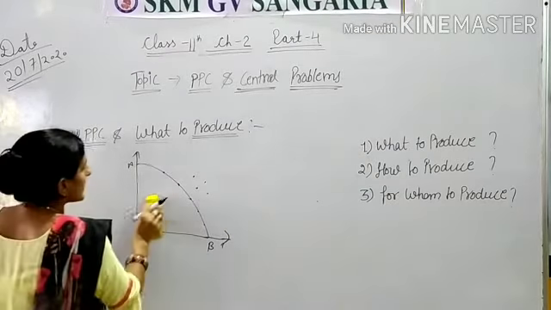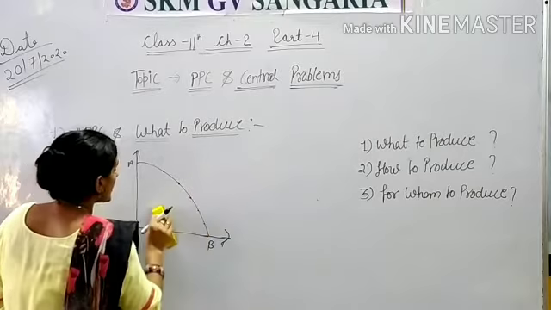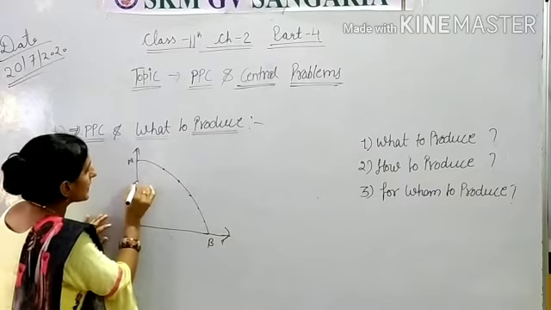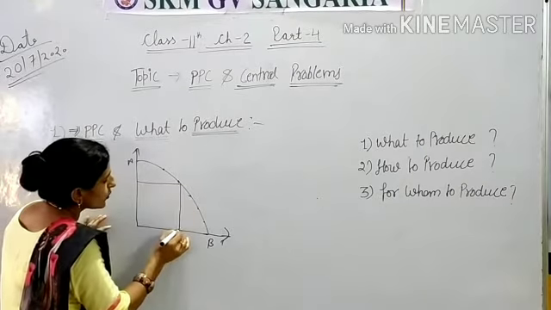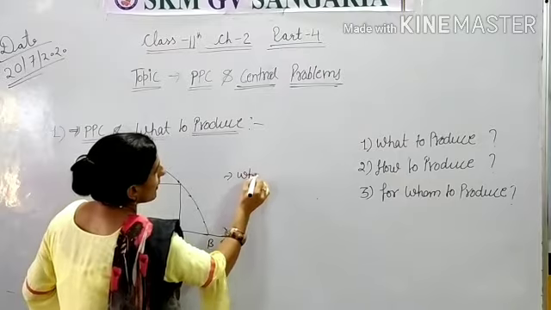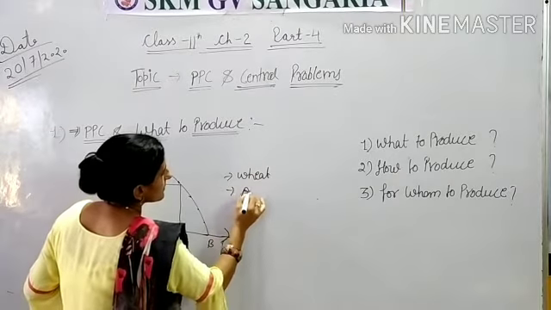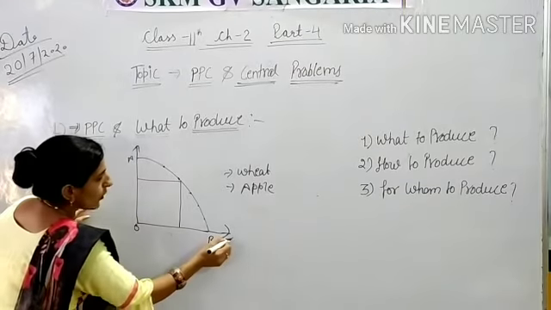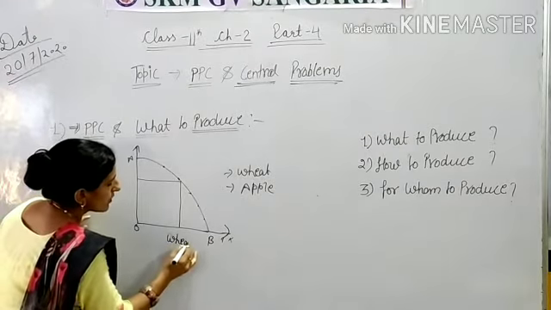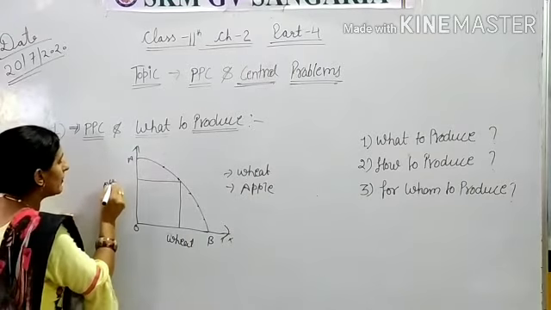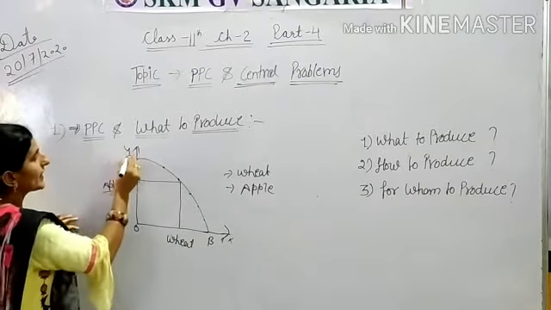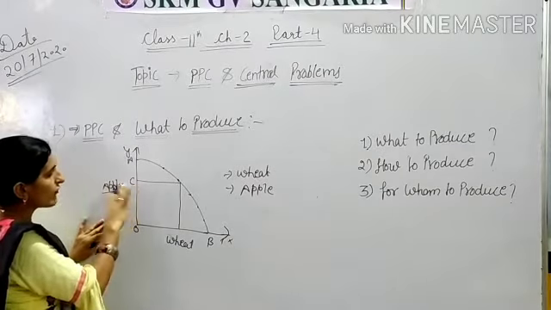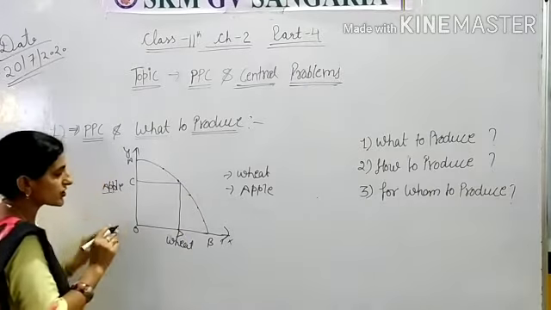So what to produce means what goods are to be produced in the economy. This is the main problem that we discussed earlier. So for example, there are two goods, wheat and apple. Okay, wheat and apple. On the OX axis we have taken wheat. On the OY axis we have taken apple. Okay, OY axis. So OC shows the production of apple and OD shows the production of wheat.